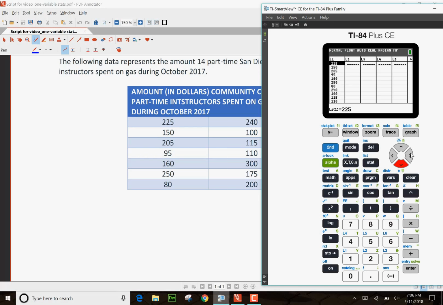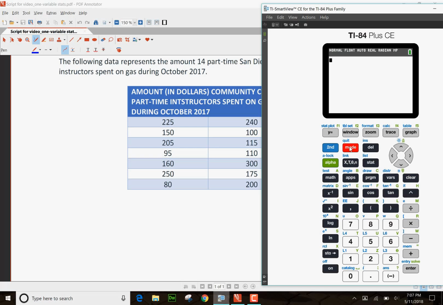Now, we have entered in the raw data, because it's not given in summary statistics, which we're about to find. We're given this raw data. We entered it into list 1. And so now we quit out of there. To quit, the quit button is here. So you hit second and then mode, which takes you to quit. All right. And then it's blank.